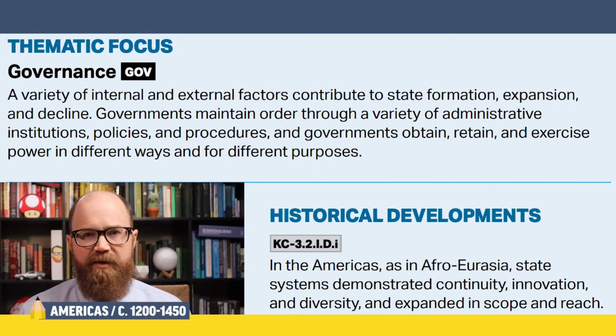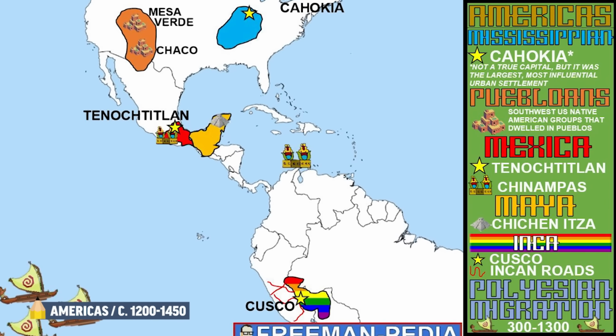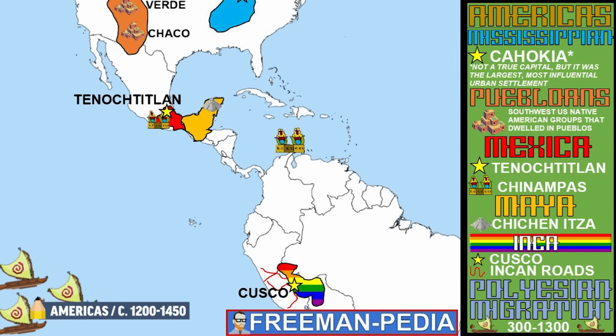1.4 is all about the Americas, and boy, is it vague. Like, literally, this is all the College Board gives you here. In the Americas, as in Afro-Eurasia, state systems demonstrated continuity, innovation, and diversity, and expanded in scope and reach. Your teacher could have chosen any number of places to focus on, but if you want some low-key return on investment here, focus on the Aztecs and the Incas.